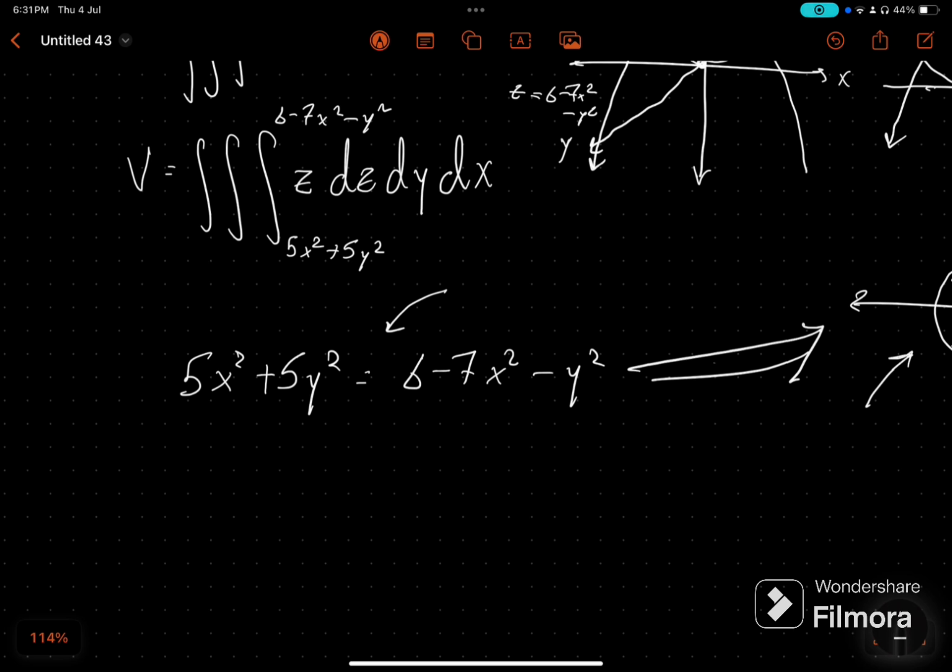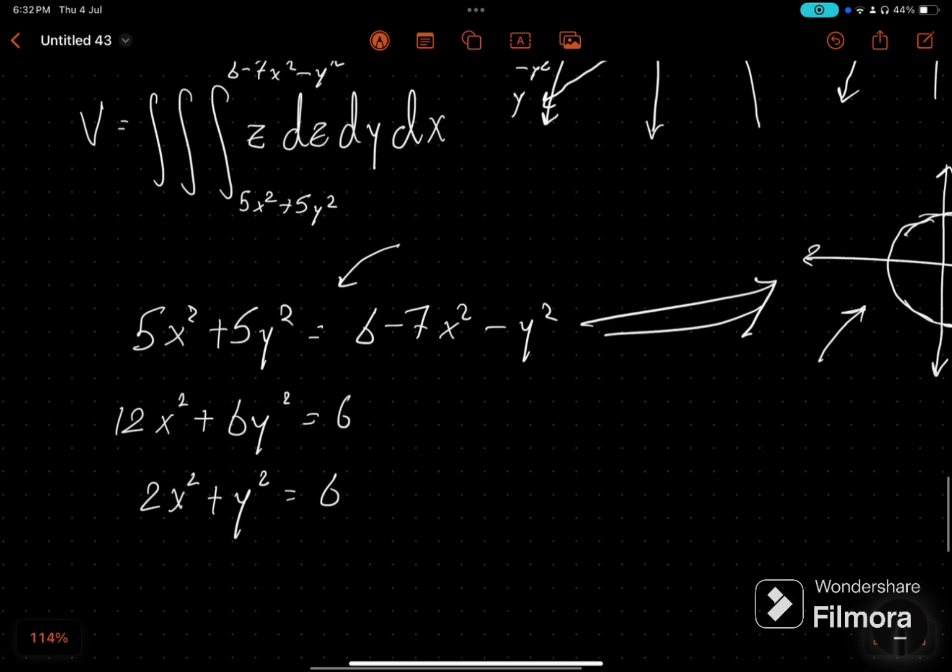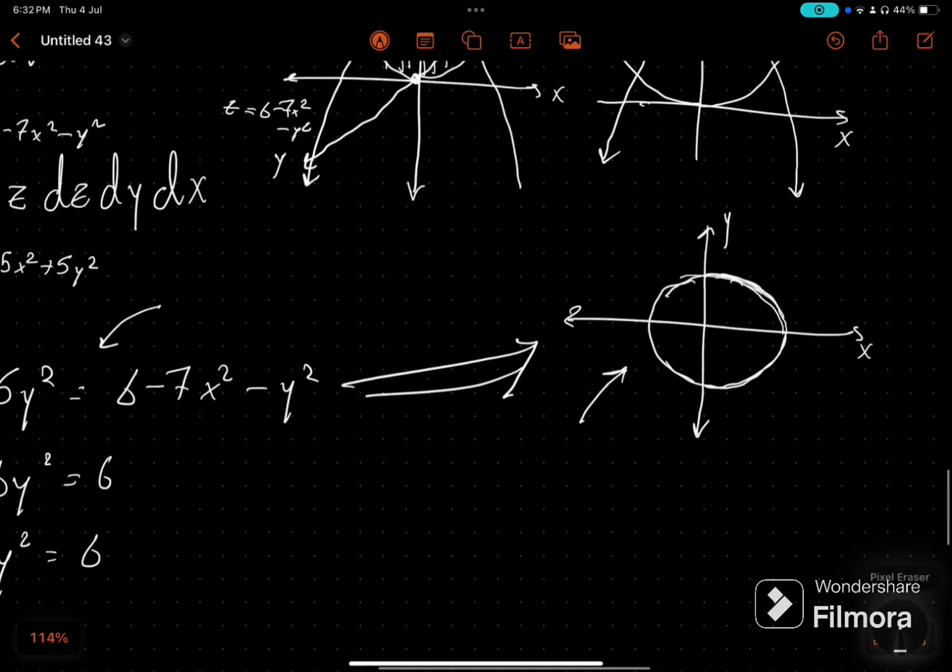We take 7x squared to the other side. 7 plus 5 is 12x squared, plus 5 plus 1, 6y squared, equal to 6. And so 2x squared plus y squared equal to 6, and this is basically an ellipse. So we're going to get an ellipse here.